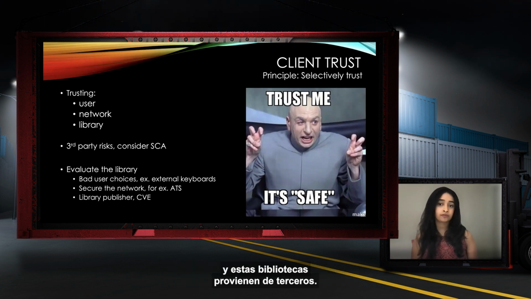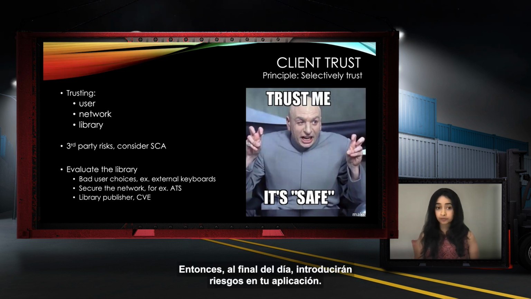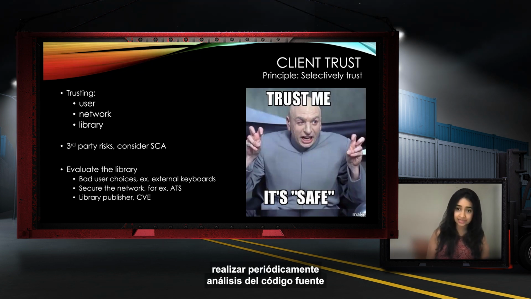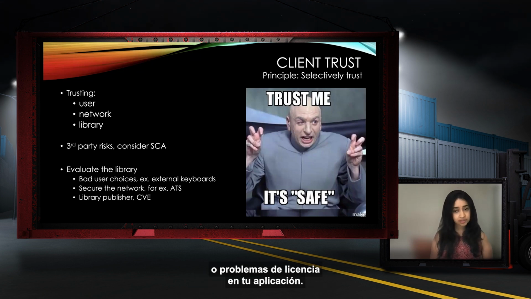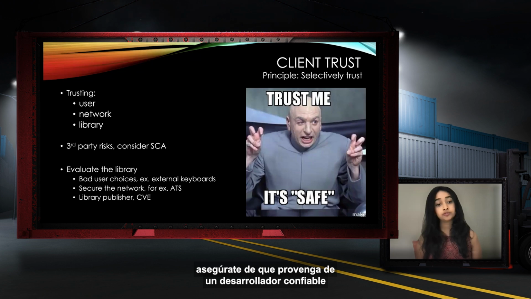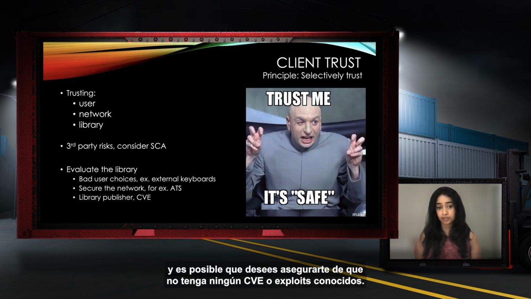Now, at the end of the day, hybrid mobile applications are made up of a lot of libraries, and these libraries are coming from third parties. So at the end of the day, they are going to introduce risk in your application. So it's always a great idea to periodically perform source code analysis to ensure that you're not introducing vulnerabilities or licensing issues into your application. And as always, anything coming from third party has to be thoroughly verified. Ensure that it's coming from a trusted builder, a trusted developer, and you may want to ensure that it doesn't have any CVEs or known exploits from that library.